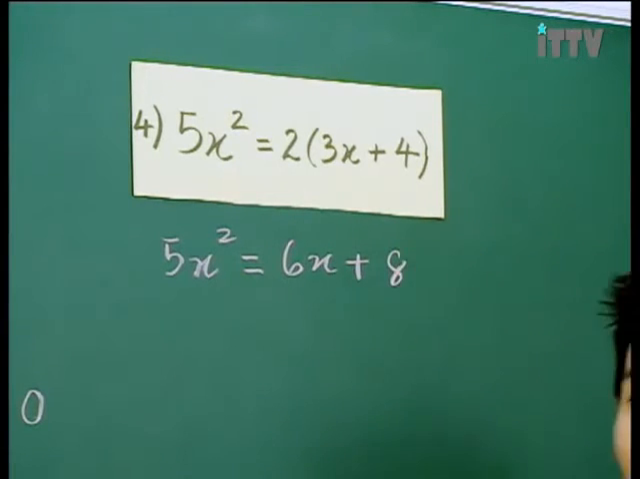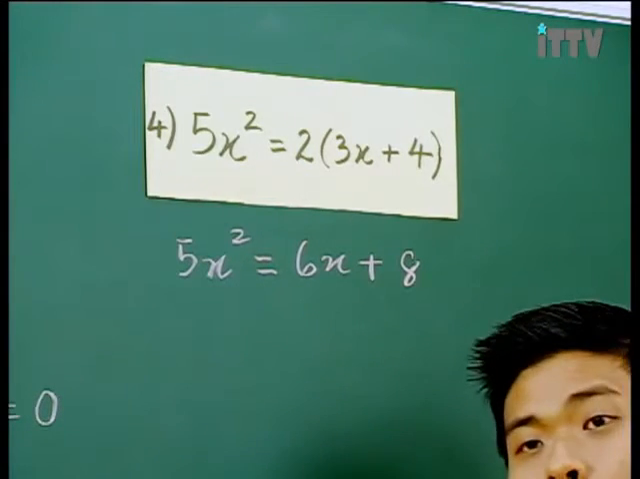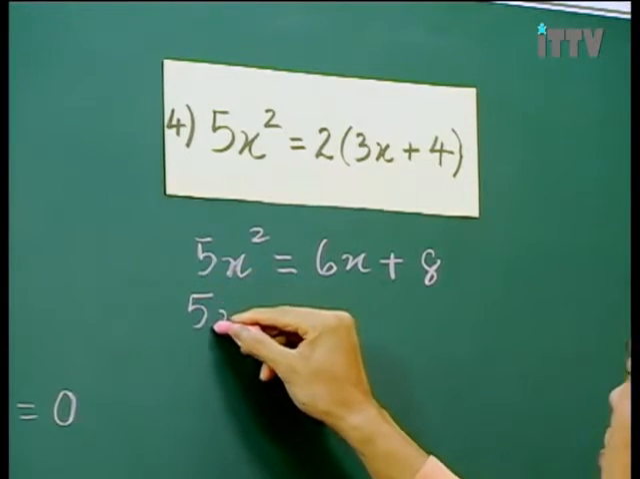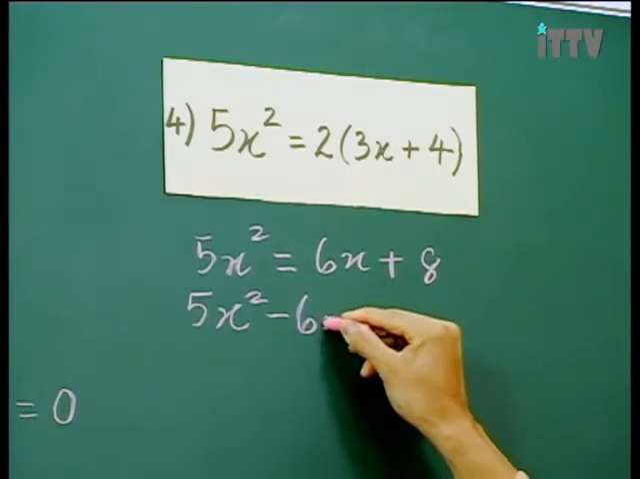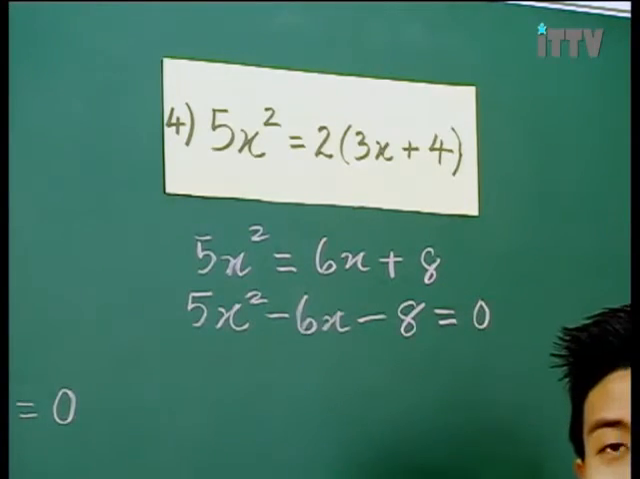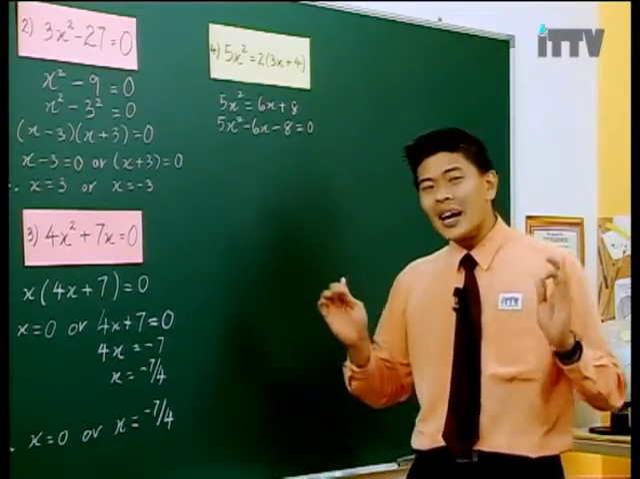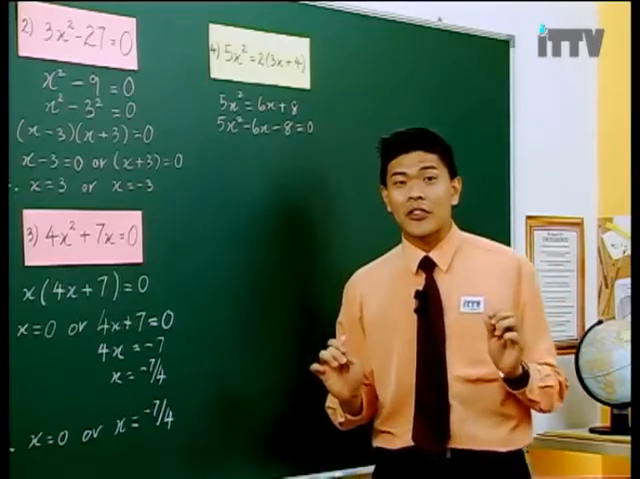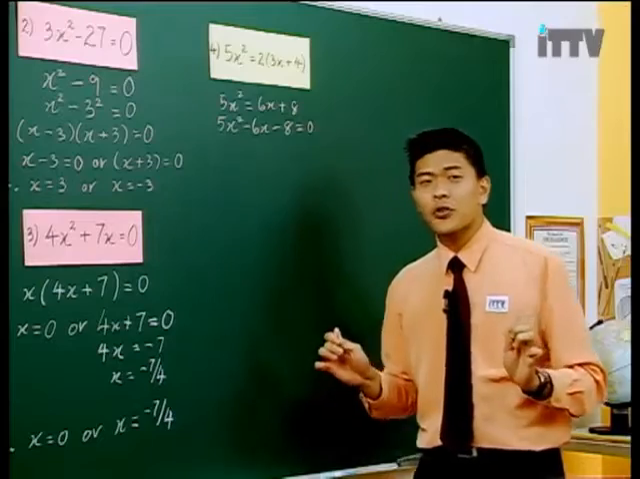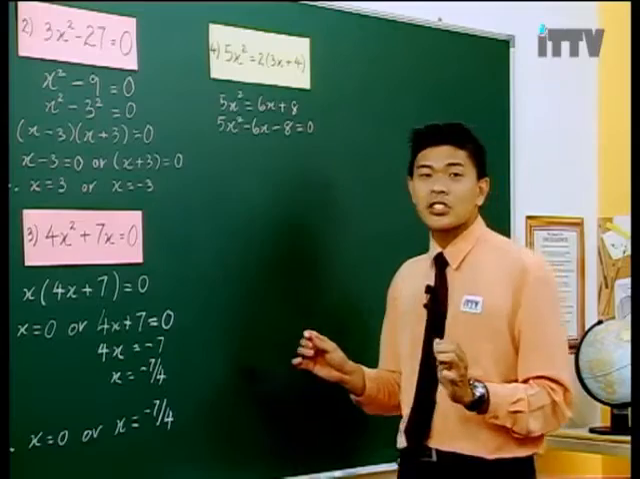General form means you must push every term on the right hand side to the side where x squared is already there. So you push it to the left hand side. So 5x squared minus 6x minus 8 equals 0. It's already in general form. Now, what must you do? Apply necessary factorizations. When you have the quadratic equation in its full form, you have to apply the cross method, guys. Remember that?